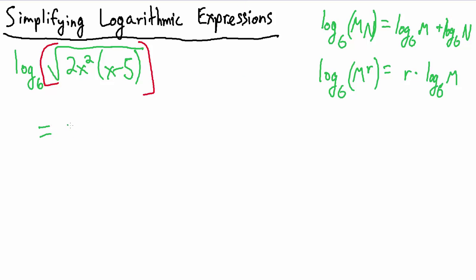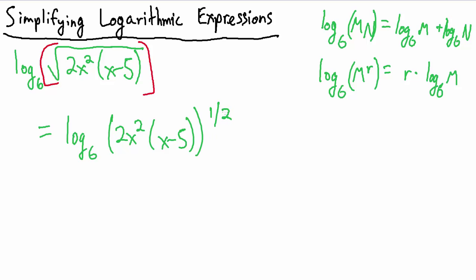So this is equal to the base 6 log of, first what I want to do is rewrite the square root as a fractional exponent. So that's going to be 2x squared times the quantity x minus 5, and then all of that is inside of the square root. Remember, if you take a square root of something, that means you're raising that something to the 1/2 power. And since we were taking the square root of this entire mess right here, then we're going to raise the whole thing to the 1/2 power. Okay, so that's what's going on there.